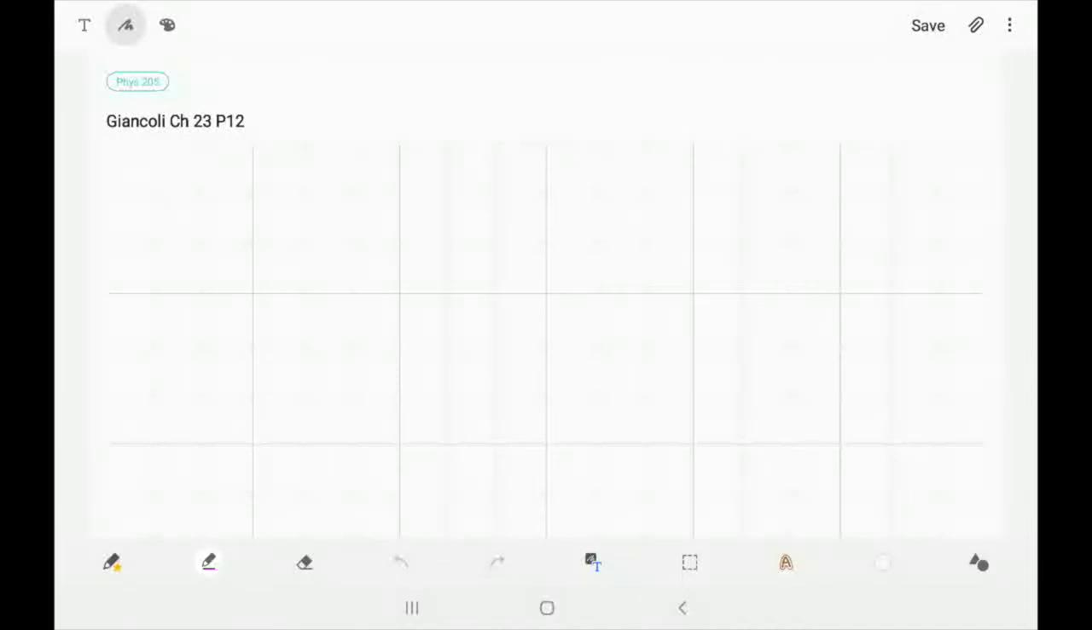Okay, this is Giancoli chapter 23, problem 12, and the problem reads that a dentist wants a small mirror that, when 2 centimeters from a tooth, will produce a 4 times bigger upright image. What kind of mirror must be used, and what must its radius of curvature be?